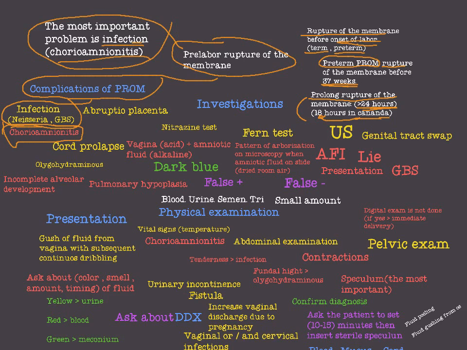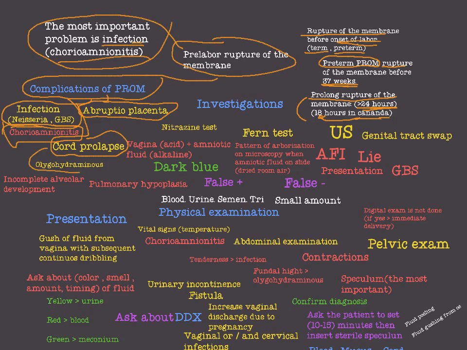So the first complication is infection, then cord prolapse, and abruptio placenta, especially if we have polyhydramnios, for example, and sudden rupture of membrane. There will be a sudden decompression of the cord, and it will lead to abruptio placenta. So these are the most important three complications.